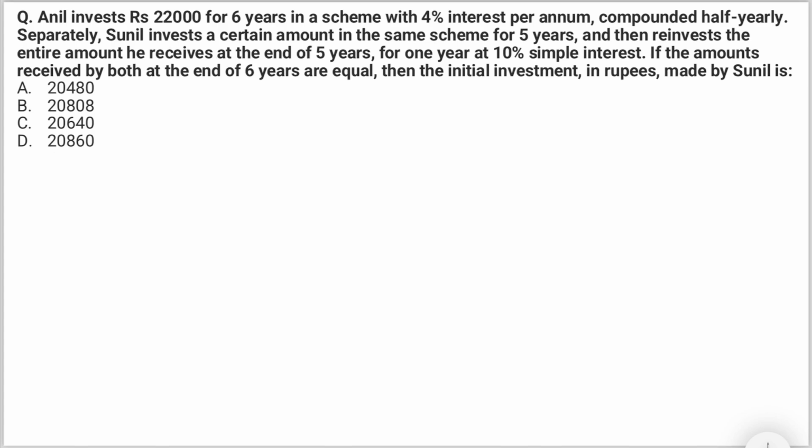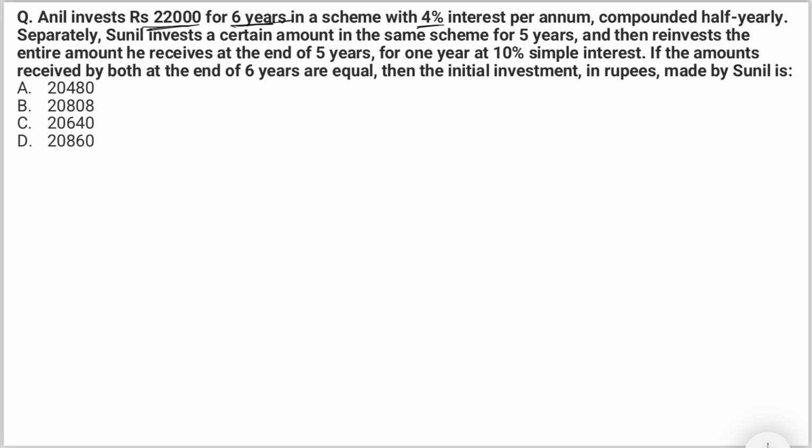Anil invests rupees 22,000 for 6 years in a scheme with 4% interest per annum, compounded half yearly. Separately, Sunil invests a certain amount in the same scheme for 5 years and then reinvests the entire amount he receives at the end of 5 years for 1 year at 10% simple interest. If the amounts received by both at the end of 6 years are equal, then the initial investment in rupees made by Sunil is.